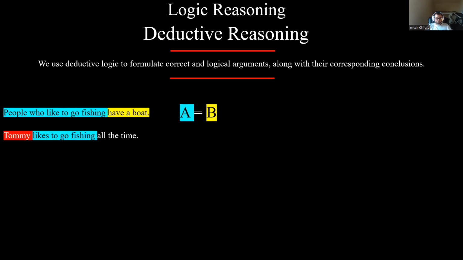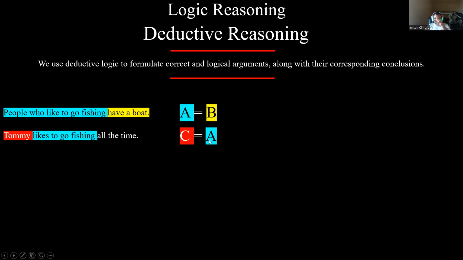Tommy likes to go fishing all the time. Any chance he gets, he'll go fishing. Well, we know fishing is A. Tommy is a new one, so Tommy would be C, but fishing is still A, right? Tommy likes to go fishing. That's a fact, right? So C equals A.